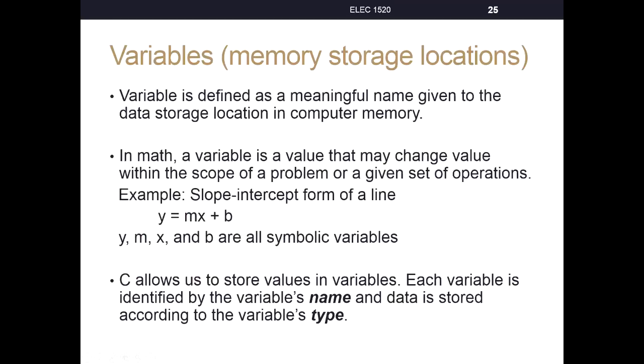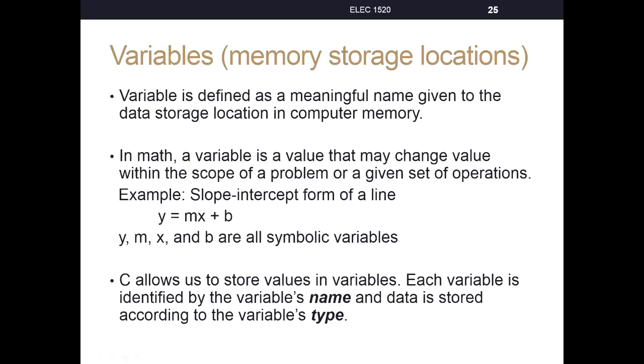And if we took an example here of a slope-intercept form of a line, if we wanted to write a program and implement this formula that y is equal to mx plus b, well, we can see that in this mathematical formula, y, m, x, and b are all symbolic variables. We could use these names, even though they're very short names, they'd be descriptive in our program. We could use those as variable names.